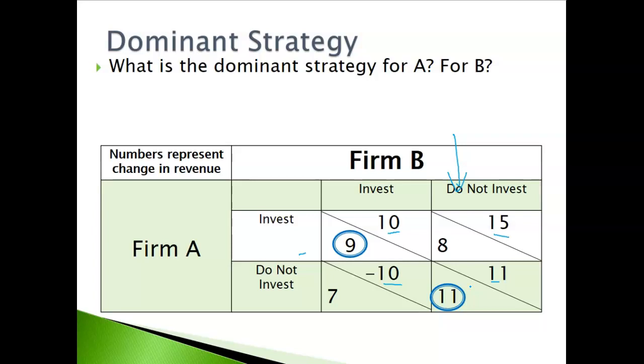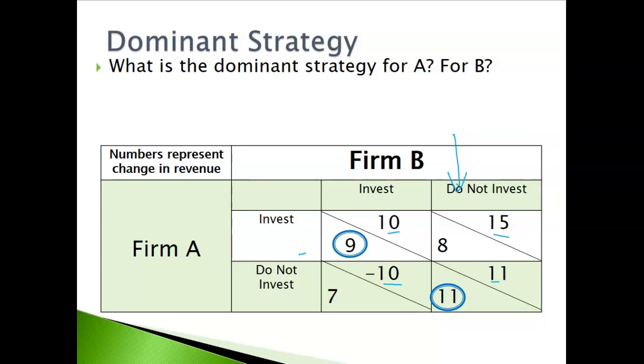$11. So firm A does not have a consistent response. They are mutually interdependent. Depending on what firm B does, firm A chooses to invest or not invest. So they do not have a dominant strategy. So let's see what B would do.